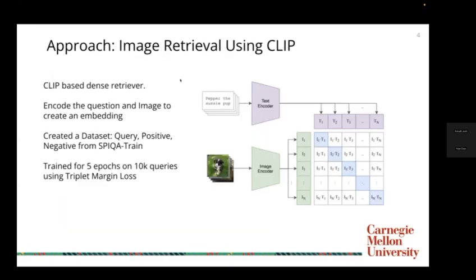We used a CLIP-based model for image retrieval, where we encode the question and an image to get the embeddings, and we trained this for 5 epochs on 10,000 queries from the train set of Speaker. We created the datasets by ourselves by using the reference figure as the positive image and as the positive anchor, and randomly sampled the negative anchor from the rest of the images. We trained this using the triplet margin loss, which essentially increases the distance between the positive and the negative anchors.